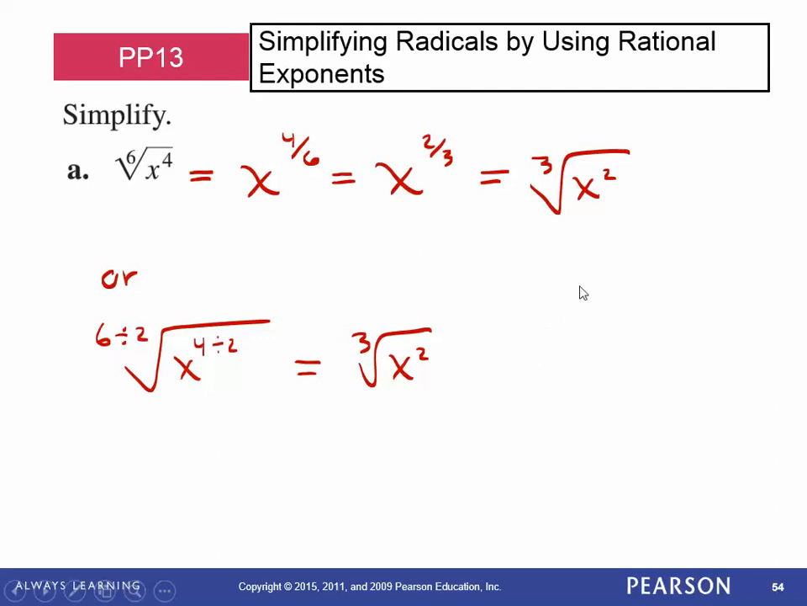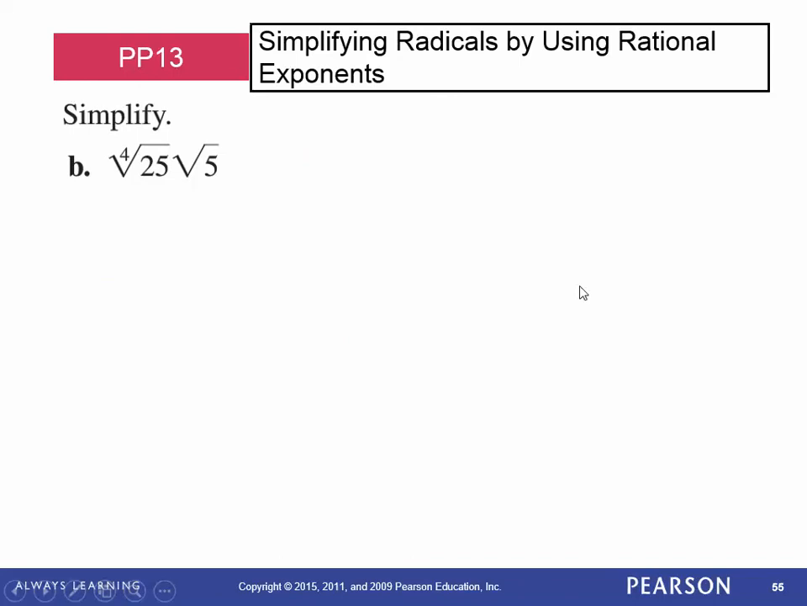Okay, how about another one here? How about B? Can you simplify this? All right, let me try it as well here. First of all, the indexes are different. This is a 4th root of 25. This is a square root of 5, so I can't just multiply across. So let's convert this into rational exponents.